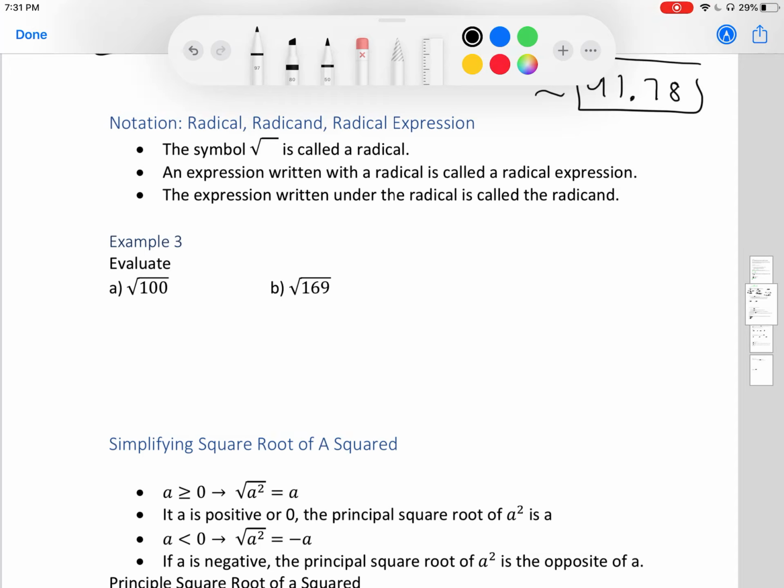Radical, radicand, and radical expression. The expression written with a radical is called the radical expression. The expression written under the radical is called the radicand. So if I have the square root of 2, the 2 is called the radicand.